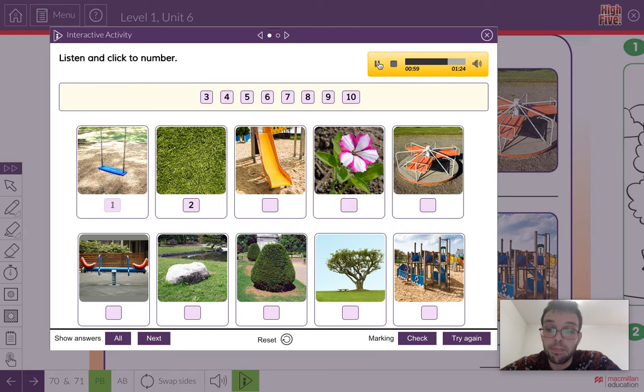8. I can see a rock in the park. Number 8. I can see a rock. Which picture is number 8?